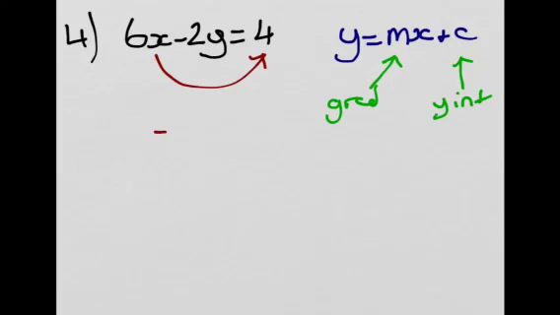and that will leave you with minus 2y is equal to something. You're then looking to find y, and you do that by dividing through by minus 2. So when you have y on its own you can get the gradient and the y-intercept from the equation.